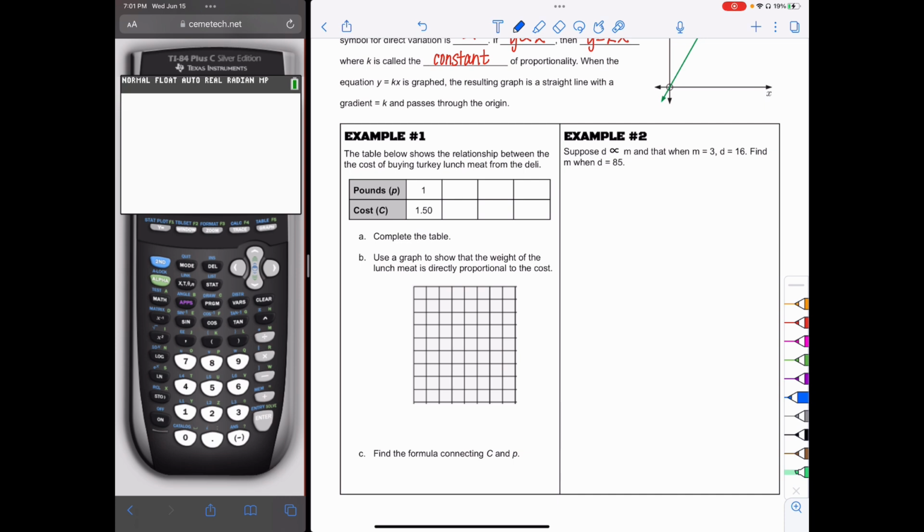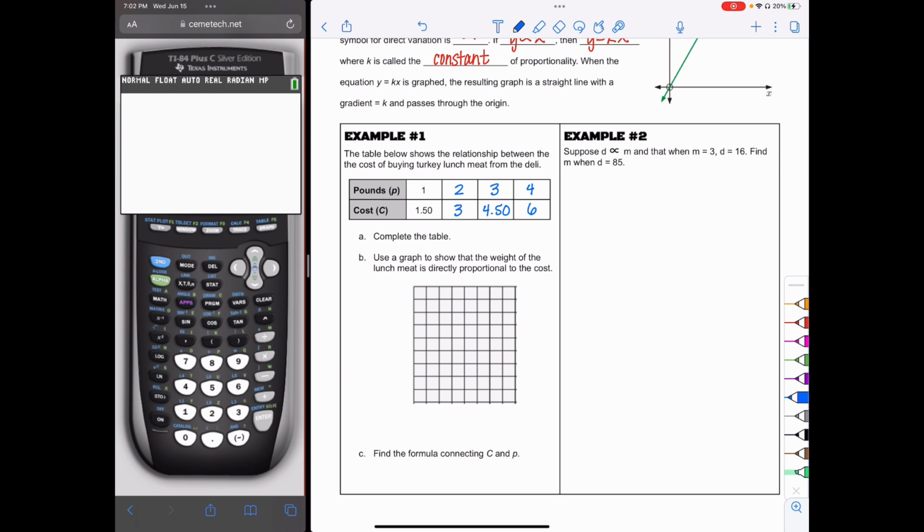So if 1 pound of turkey costs $1.50, then I would know that 2 pounds of turkey will cost me $3. I know that 3 pounds of turkey will cost me $4.50. And then I know that 4 pounds of turkey will cost me $6. So that is the way that we would complete that table, knowing that for every pound that you increase in turkey, you're going to increase your cost by $1.50.